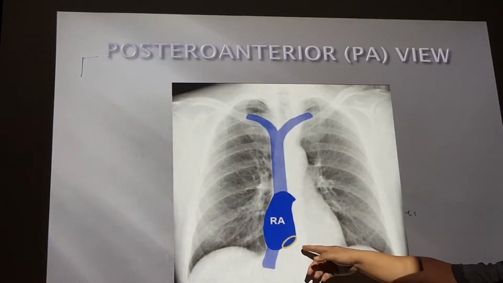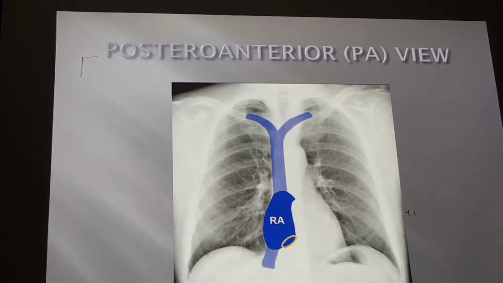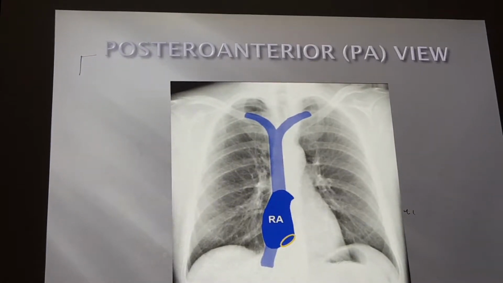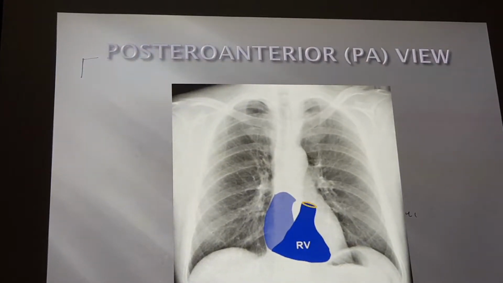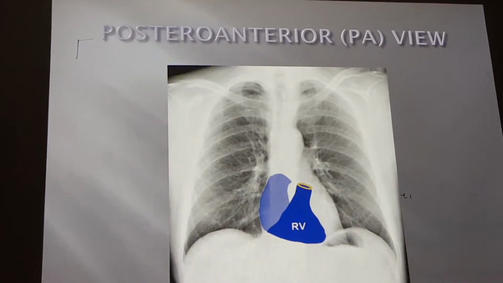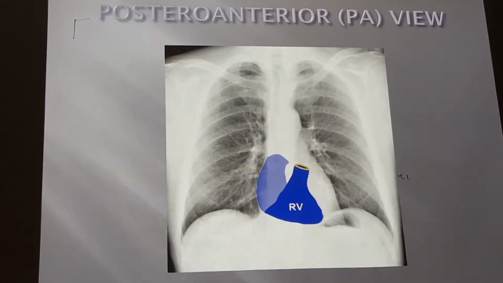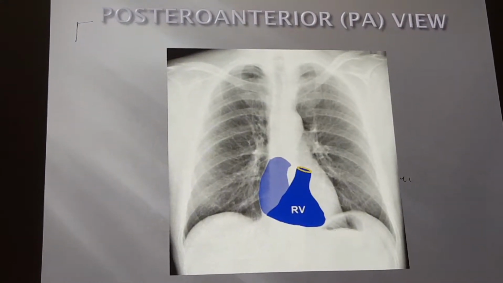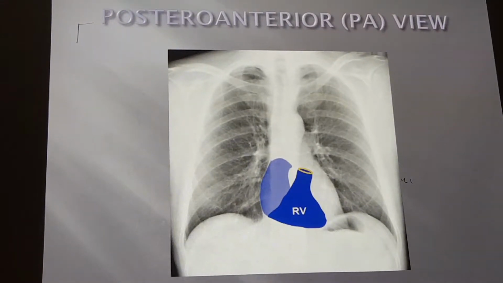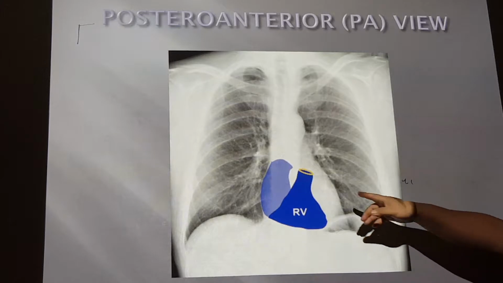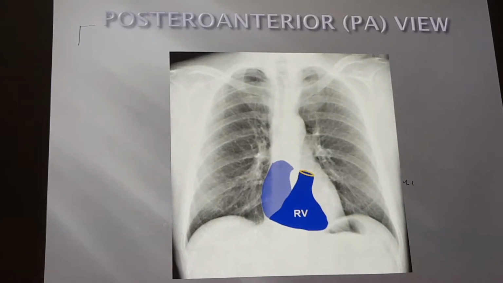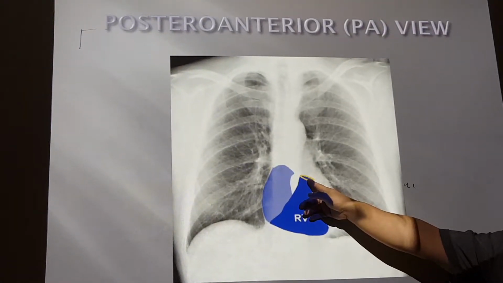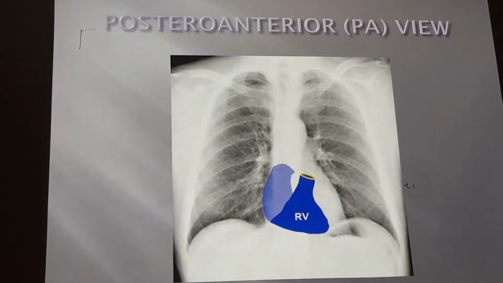What valve is this? Tricuspid. That's the tricuspid valve. So next slide. Your right ventricle is actually in the midline, but you do not see that on the frontal projection because it is anteriorly located. So it's the area of the right ventricle. So what valve is this? Pulmonary. That's the pulmonic valve.